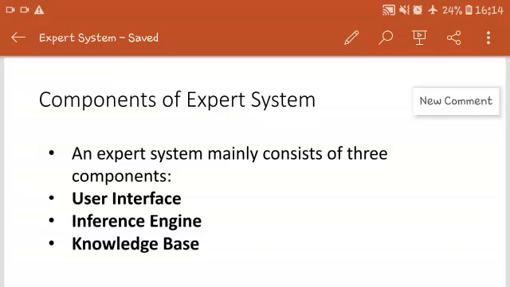Hello student, today we are going to discuss another topic of an expert system, that is components of an expert system. Now in the last lecture we discussed the things which are related to the expert system.